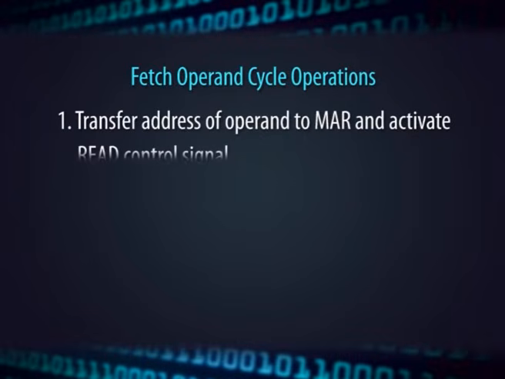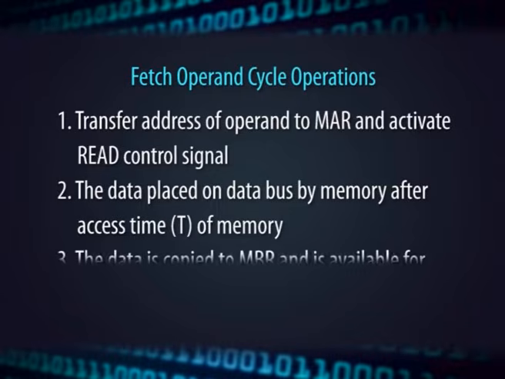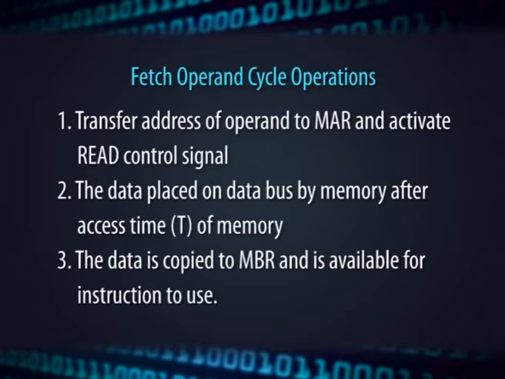First step is to transfer the address of the operand to the memory address register and activate the read control signal. Second, the data is placed on the data bus by memory after the access time t of the memory. Third step is the data is copied to MBR and then is available for the instruction to use.